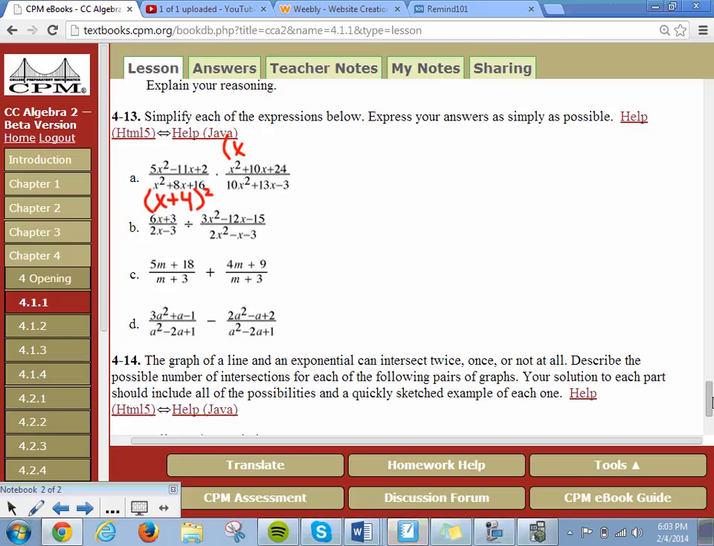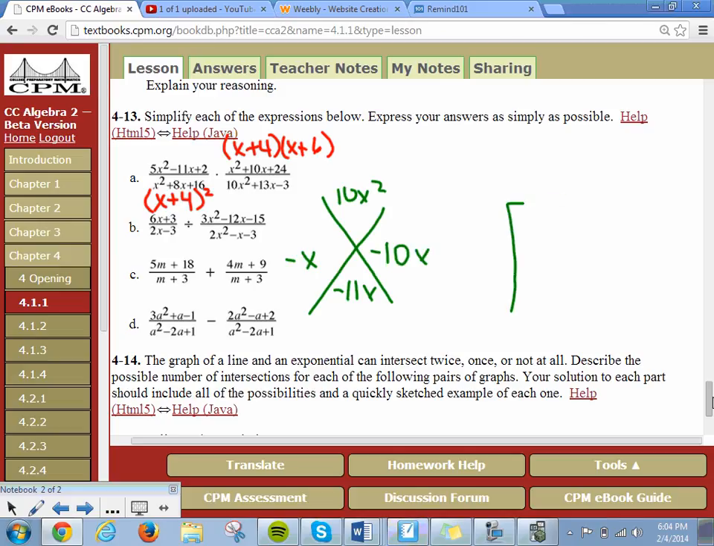The top one is another easy one. Let's see, something that multiplies to 24 and adds to 10. That would probably be, let's see, 6 and 4. x plus 4, x plus 6. So then I'm left with needing to do the factoring on the top and bottom remaining ones. So I've got my 5 times 2, which gives me 10x squared, over my negative 11x. So that's going to be negative x and negative 10x.